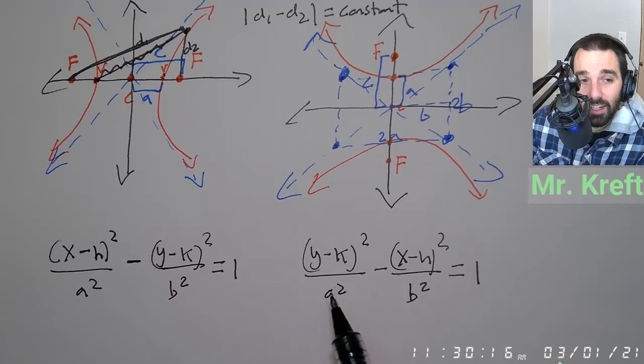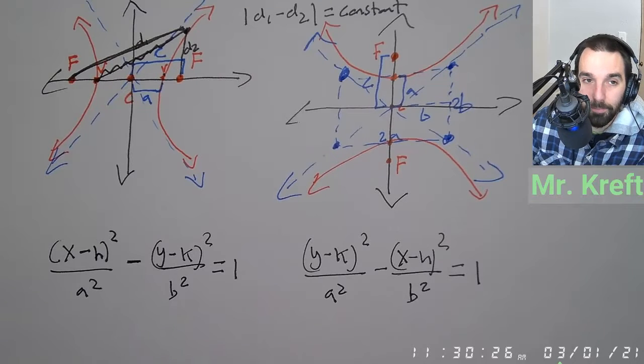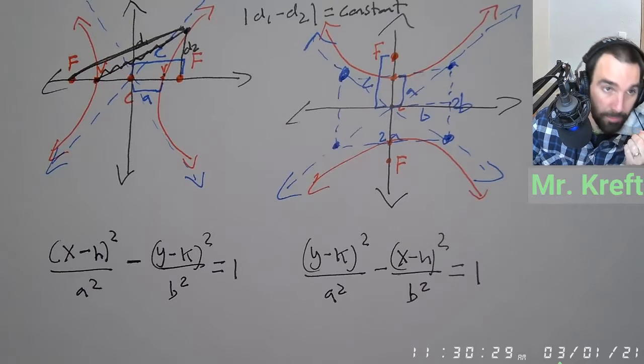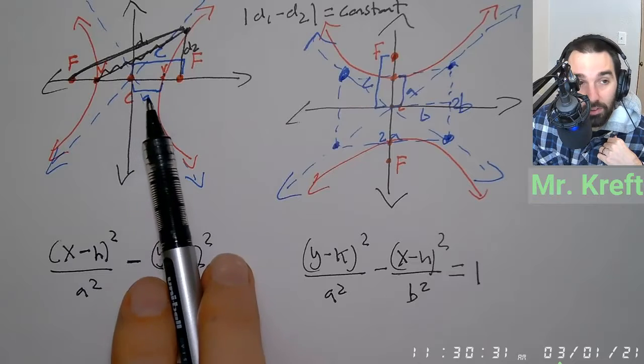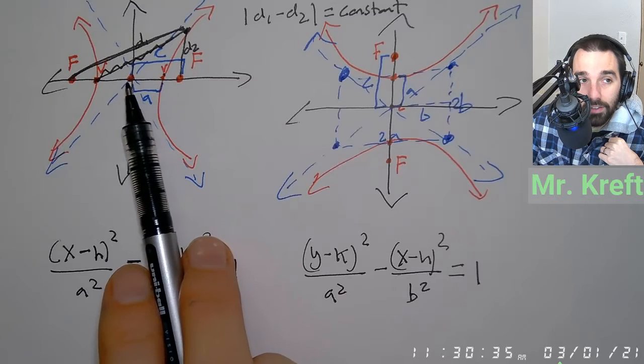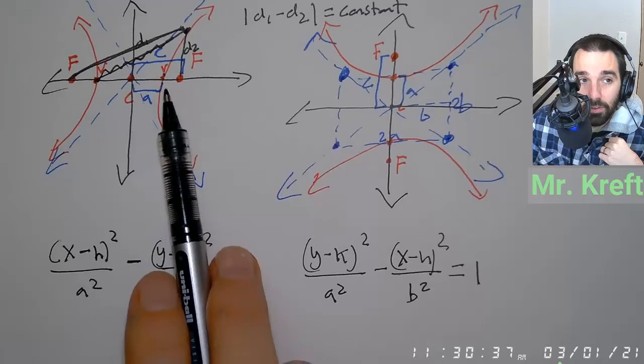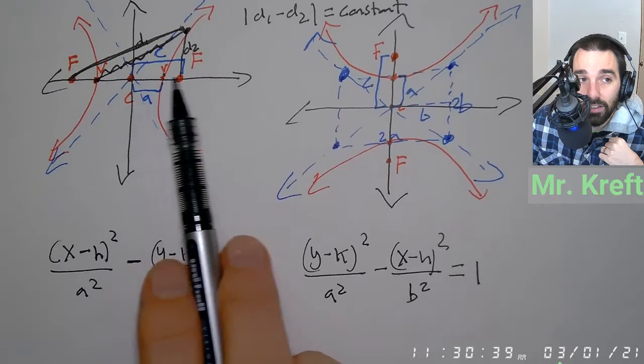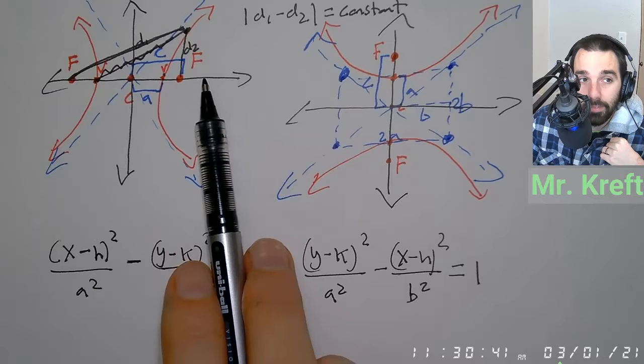No, I would always just put the major term first, because in an ellipse order doesn't matter, but as soon as you have subtraction, order matters. So the major has to come first. And remember, the A is still the distance from the center to the vertex, and C is still the distance from the center to the focus.